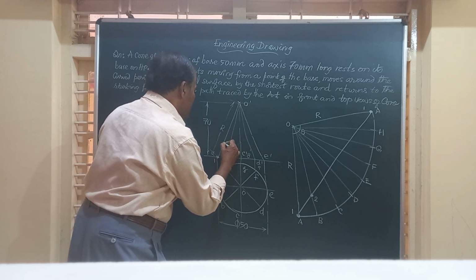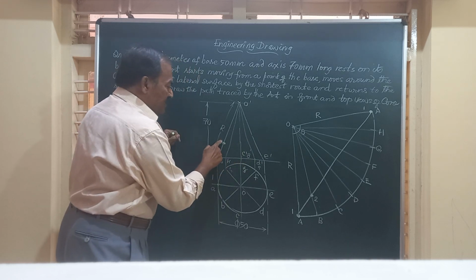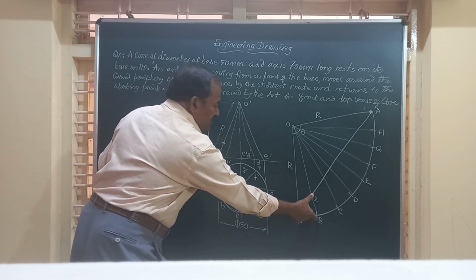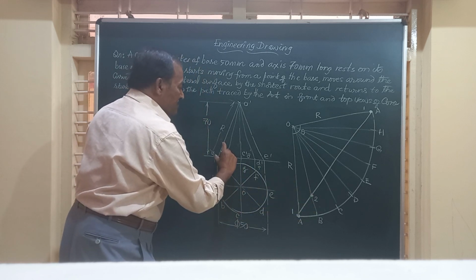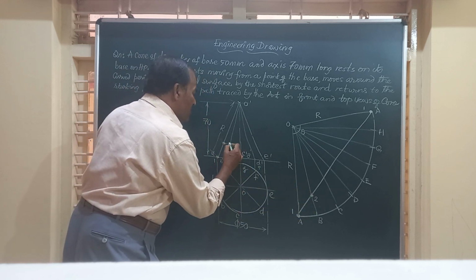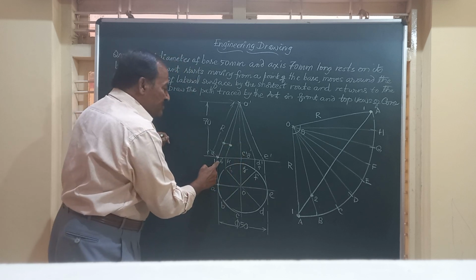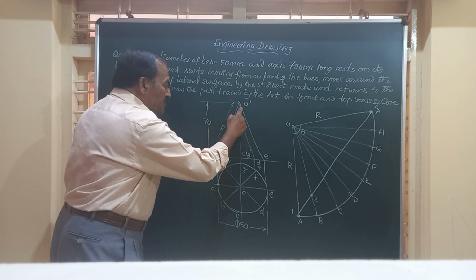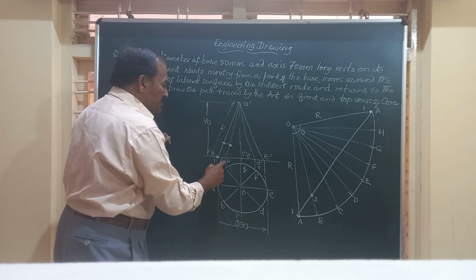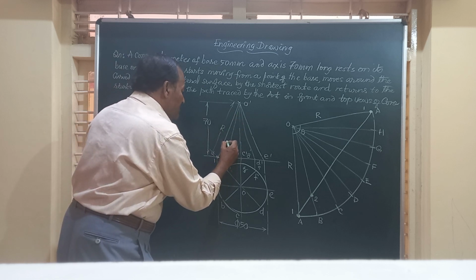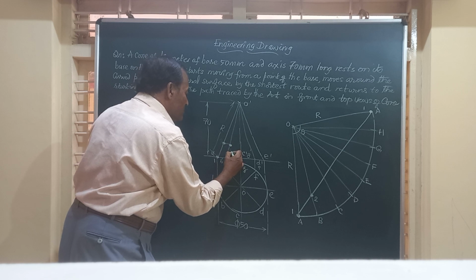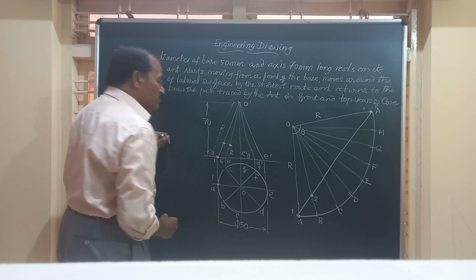So I will mark the distance from there. This is a true length. This distance is equal to this. And then shift that to that point. So this is the second point on this slant edge, that is OB. So I will call it as point 2. This one here, point 2.